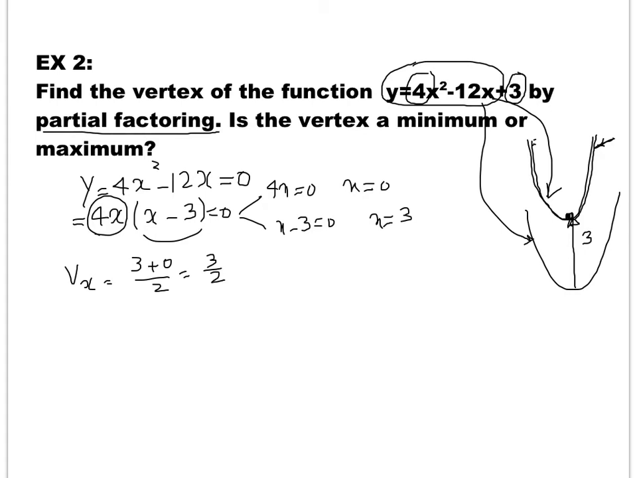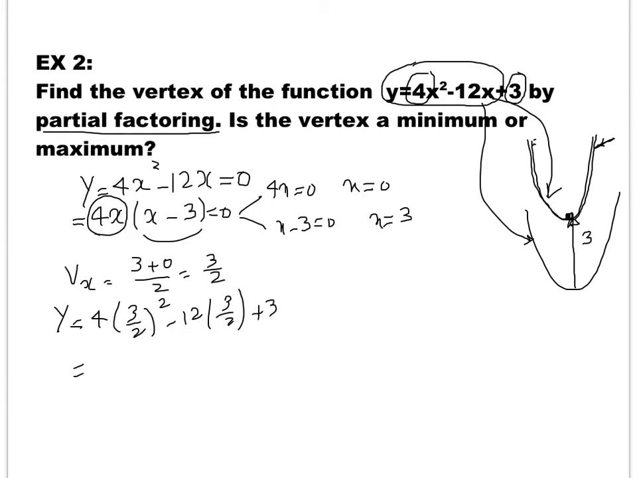Now what I'm going to do is put it back in the original equation and find the y-coordinate. So it's going to be 4 times (3 over 2) squared. Remember, I'm using brackets because I'm doing substitution. Minus 12 times 3 over 2 plus 3.